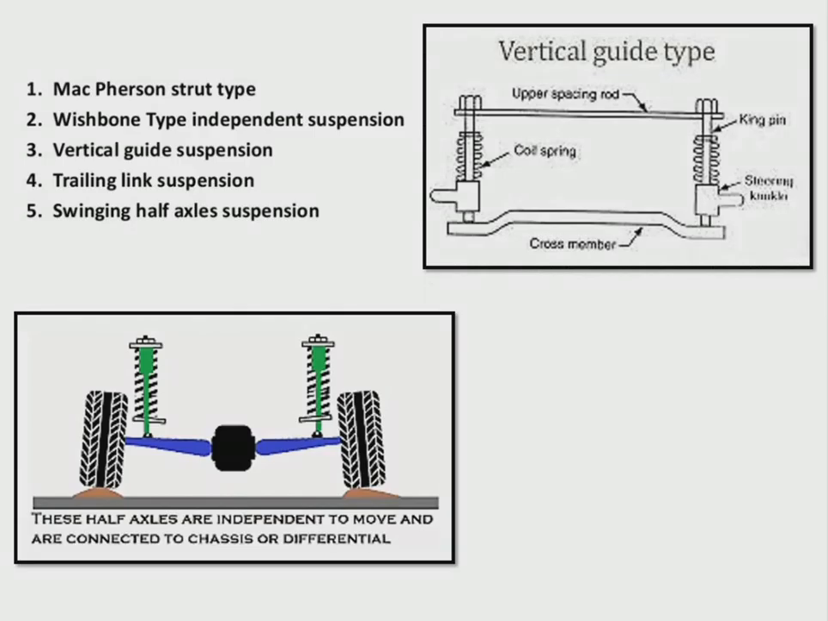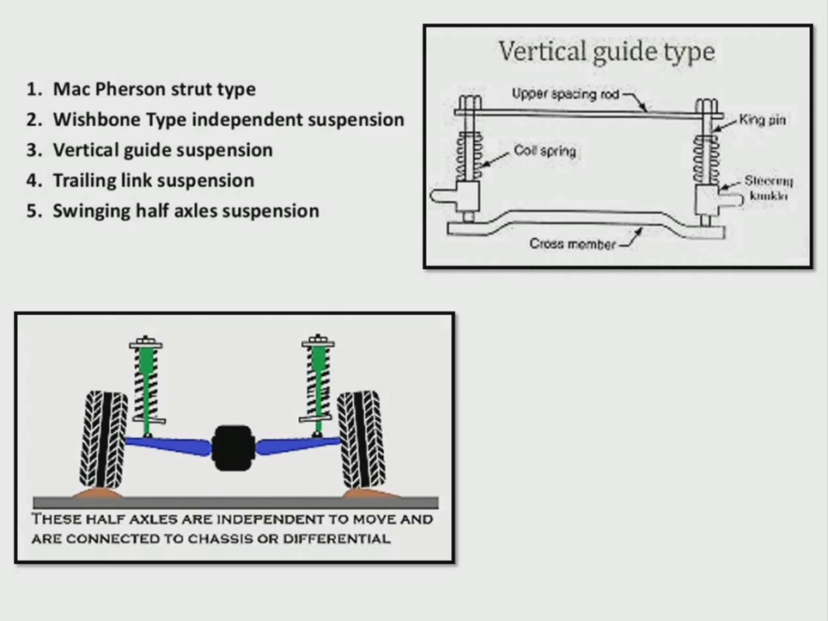Here you can see there are different types of independent systems. One is the McPherson strut type. Second is the wishbone type independent suspension. Third is the vertical guide suspension. Fourth is the trailing link suspension, and fifth is the swinging half axle suspension. Here you can see two figures of systems; this one is a swing type.